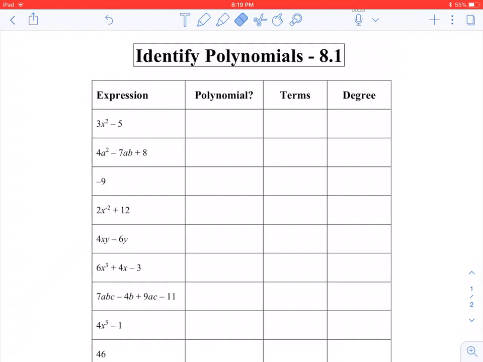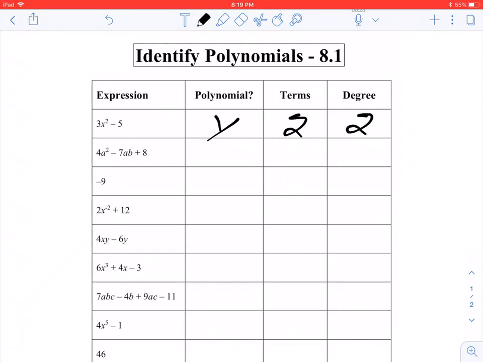So the first one, is that a polynomial? The answer is yes, that is a polynomial. How many terms does it have? It has 2 terms. And the degree of the entire polynomial, remember, the degree is the highest number of powers added up within the term. In this case, the highest power we have is 2.